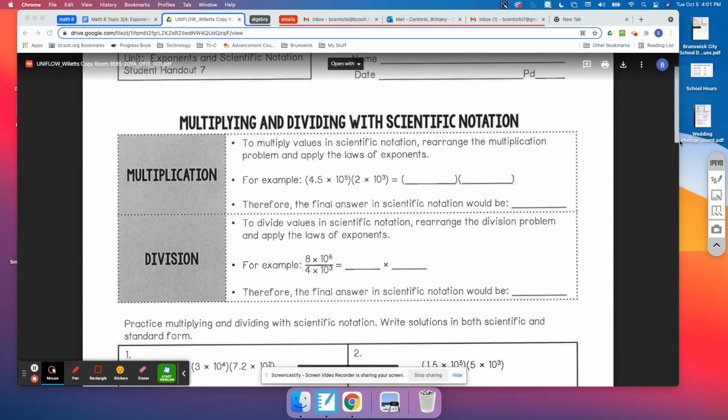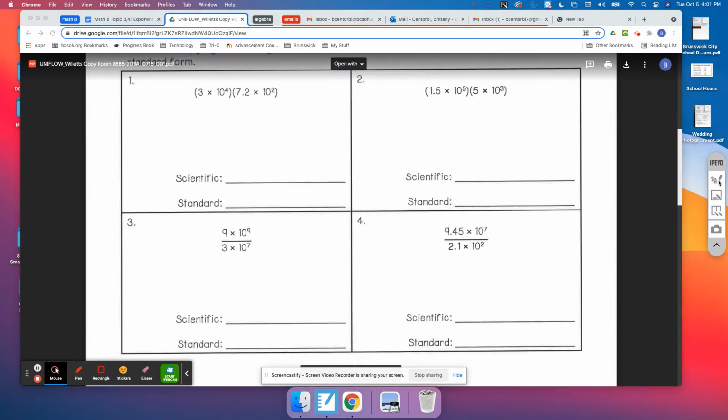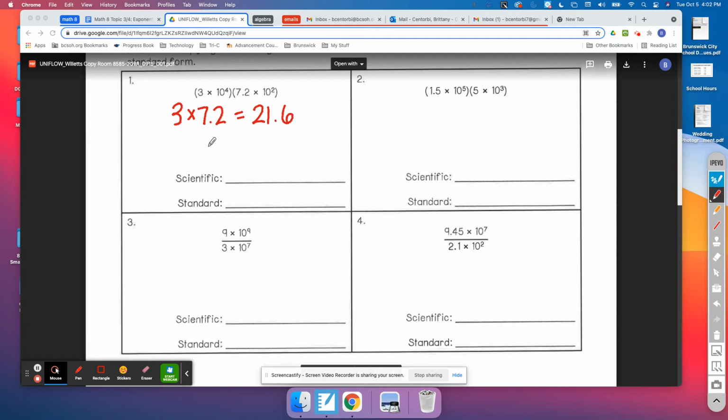So I'm going to take a look at a couple examples. Our first example here, we've got 3 times 7.2. So I'm just going to do that math here. 3 times 7.2, that gives me 21.6. And then I'm adding because I'm multiplying. So times 10, 4 plus 2 is 6. Now, this would be scientific notation, but we don't have a number between 1 and 10. So we've got to bump that over to the left to make it fully scientific notation.